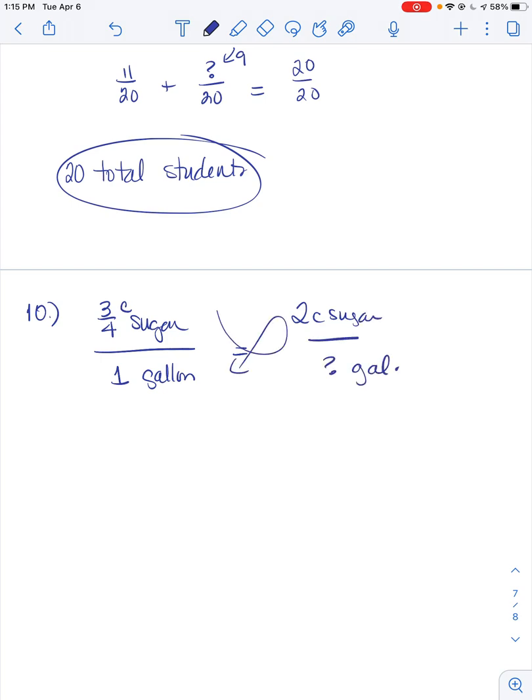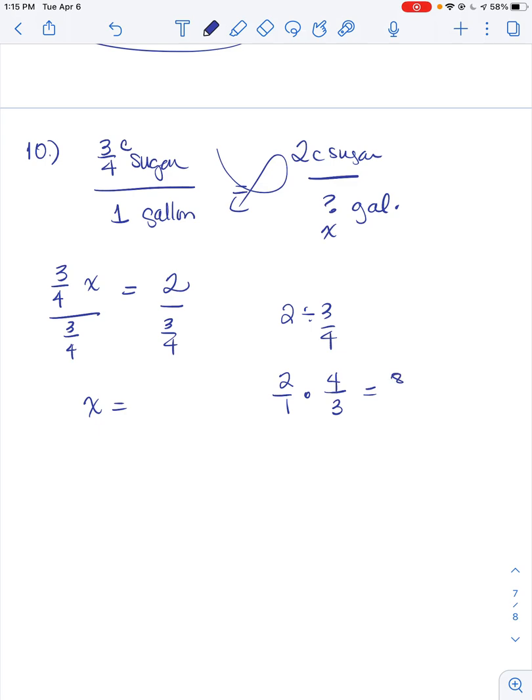I'm going to use cross products here, and I get 3/4 times x equals 2 times 1. Solving this requires me to divide both sides by 3/4, and we know that if we divide a whole number by a fraction, we simply put the first whole number over 1 and then flip the second. This gives me 8/3, but it's probably easier to answer this in terms of a mixed number. So this is 2 2/3 gallons of punch.